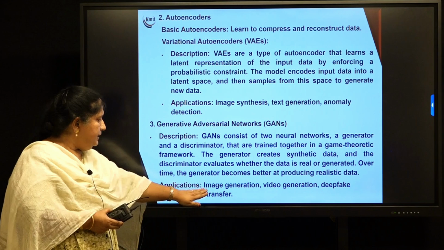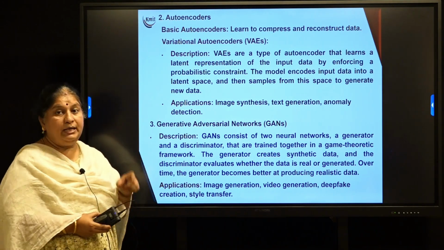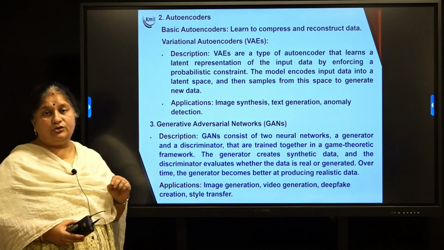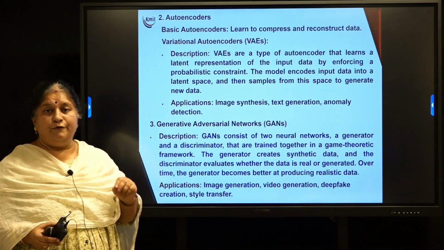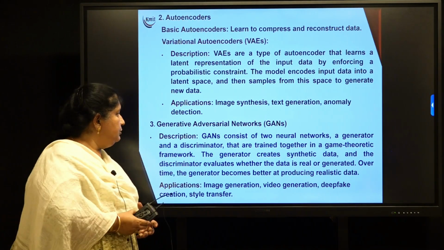These are the applications where GANs are used: image generation, video generation, deep fakes. Seriously, we are witnessing too many deep fake images and videos these days. That is happening through GANs.